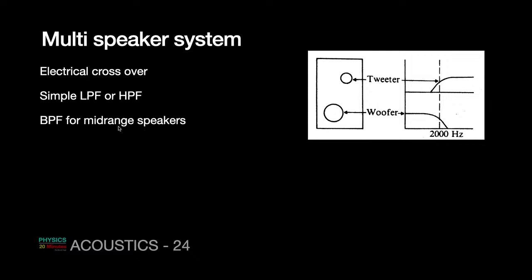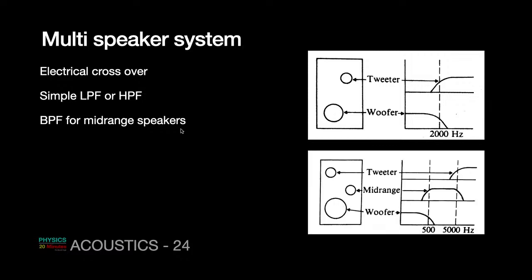Band pass filter for mid-range speakers. As I said, some advanced speaker systems use three. So you use a band pass filter. For the tweeter it goes this way, very low frequency goes to the woofer this way, and the mid-range frequencies here will go to the mid-range speaker. So this is what some of the expensive speaker systems employ.